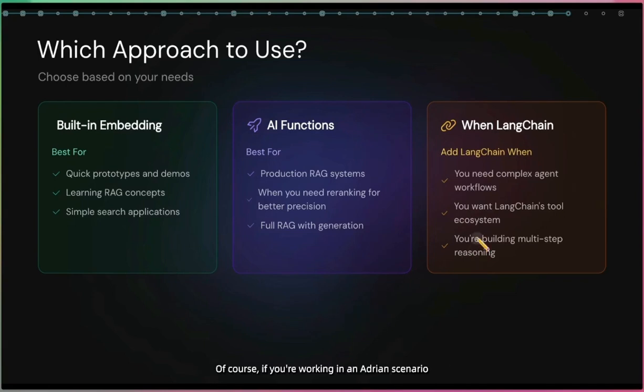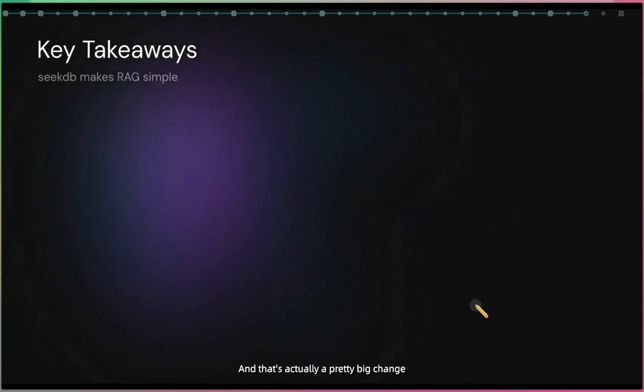Of course, if you're working in an agent scenario, we still recommend combining chaining with other tools. As we saw earlier, we can use the LangChain OceanBase library to effectively combine the capabilities of the database with those of LangChain. But now, since the database is self-contained and can complete this kind of closed-loop capability on its own, it provides everyone with a really solid foundation. You now have more options for combining different technical frameworks, and that's actually a pretty big change.